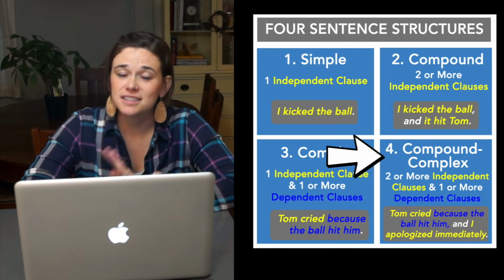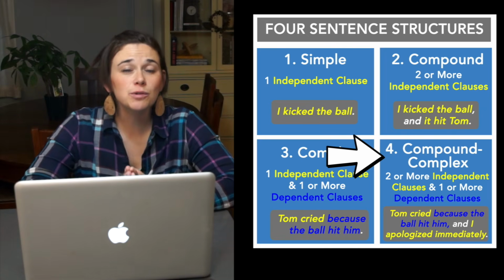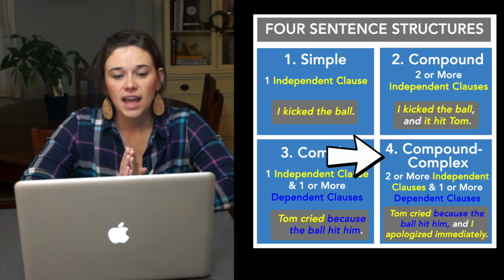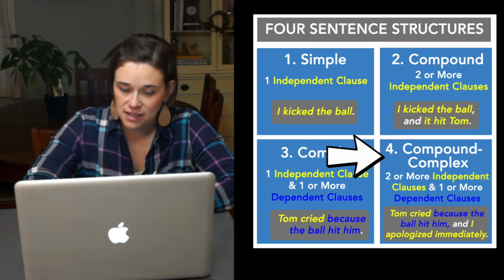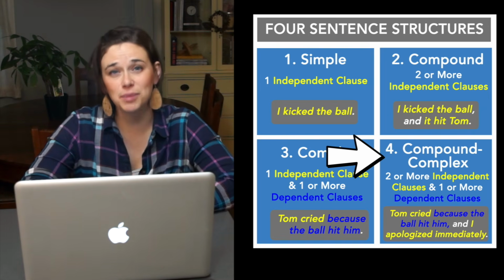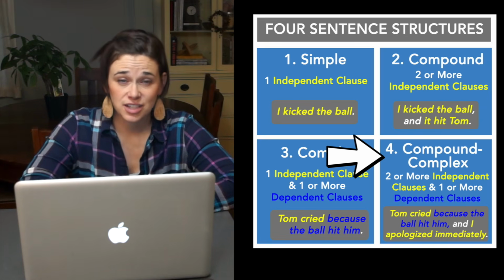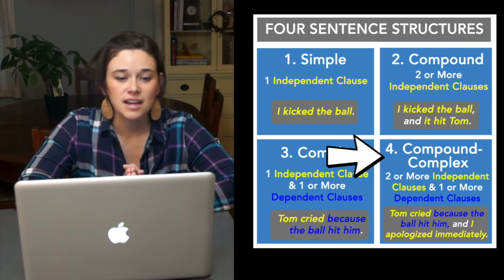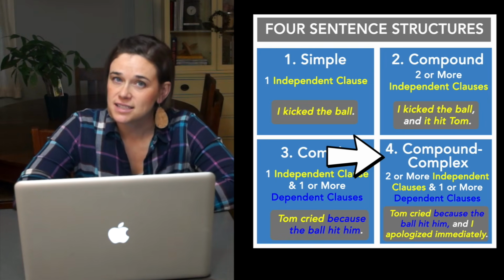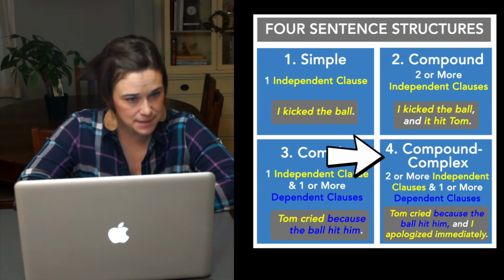And last but not least, compound complex sentences are made up of 2 or more independent clauses and 1 or more dependent clauses. "Tom cried because the ball hit him, and I apologized immediately." "Tom cried" and "I apologized immediately" are independent clauses, and "because the ball hit him" is a dependent clause. So that is a compound complex sentence.